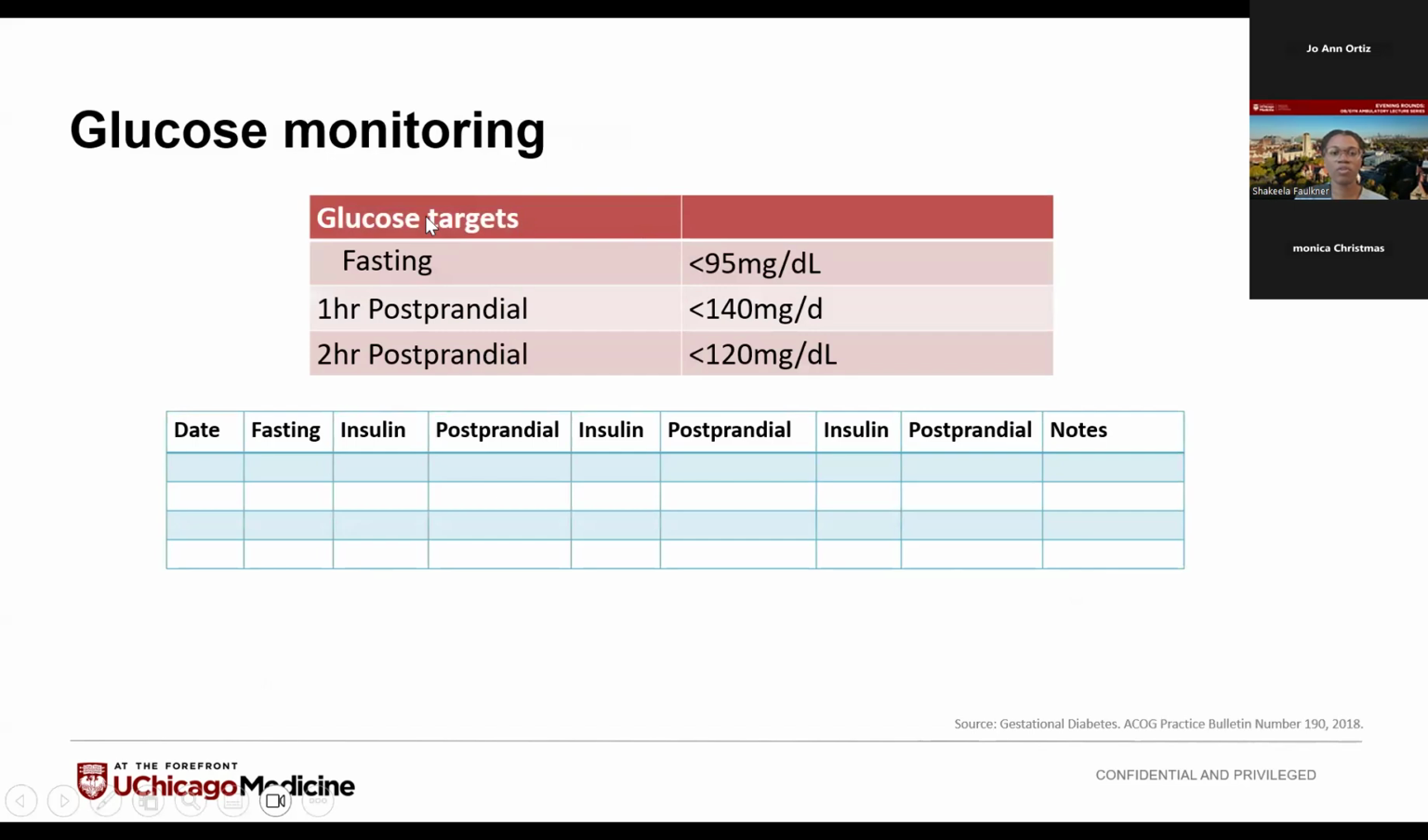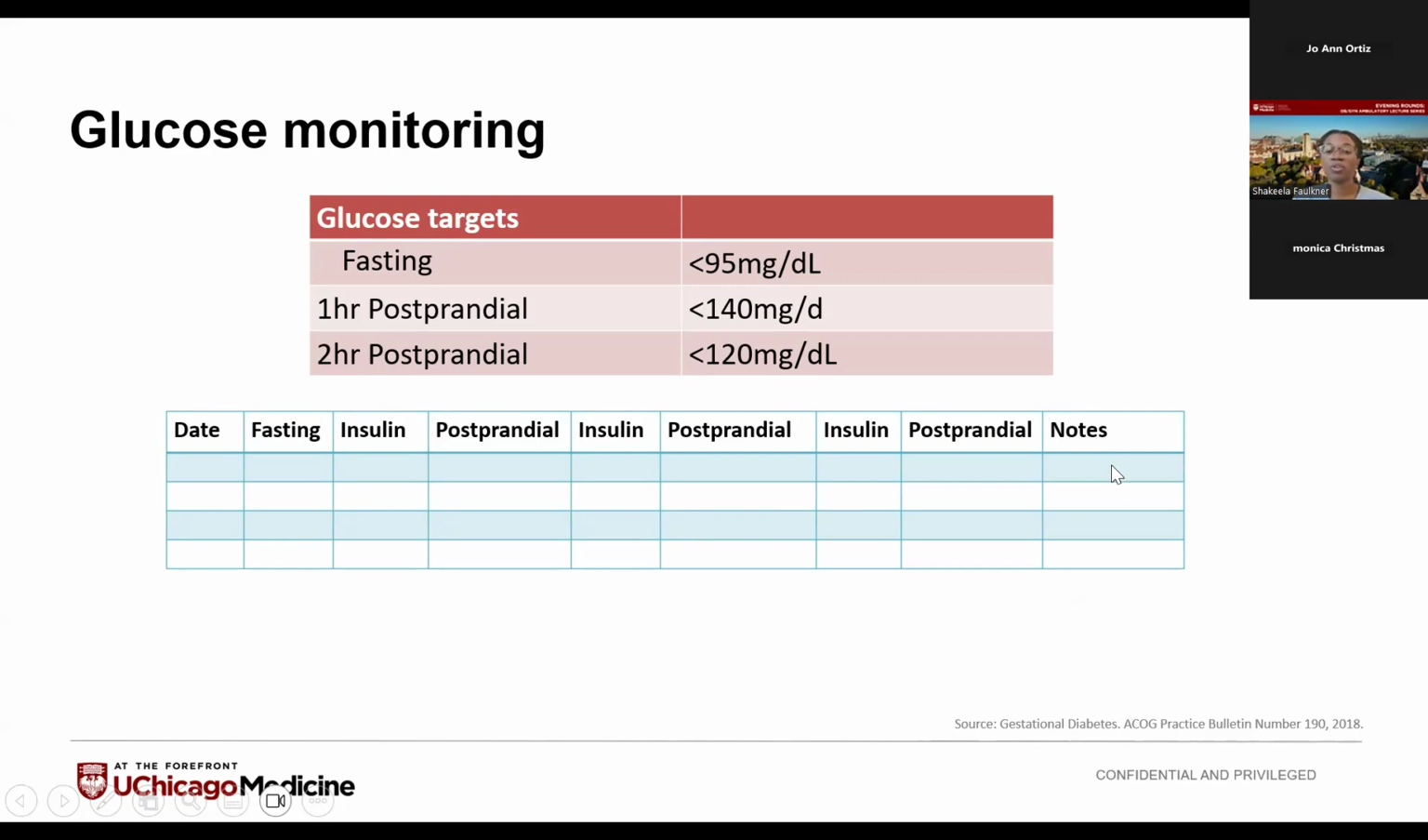All right. In terms of glucose monitoring, these are the targets that we aim for. So for fasting, we want the blood sugars to be less than 95, 1 hour postprandial less than 140, 2 hour postprandial less than 120. And often the glucose logs will look something like this: dates with their glucose readings. If they're on insulin, there's usually a spot to write their insulin as well, and then notes.